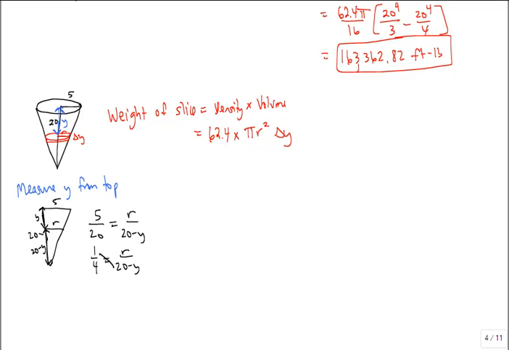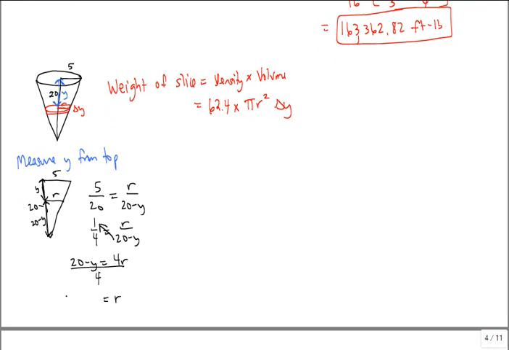When I cross multiply, 1 times 20 minus y is 20 minus y, and 4 times r is 4r, and to solve this for r, I can divide by 4. So my radius becomes 1/4 times 20 minus y, and you can distribute that across if you like. But that means this volume function is going to be a little bit more complicated than it was in the last example. My radius is now 1/4 times 20 minus y quantity squared, times delta y, and that's going to be the force that I use in my work integral.